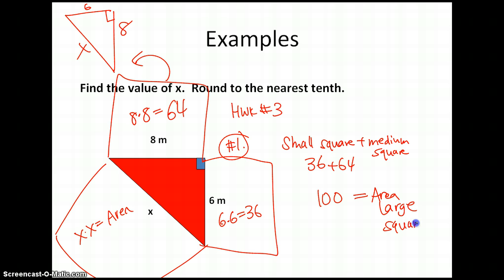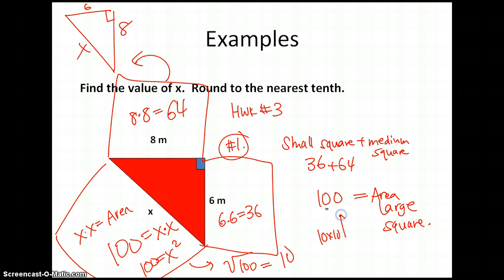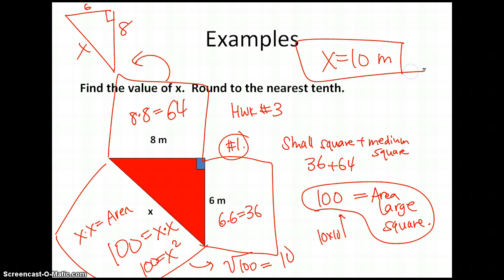Since the area of the large square is 100 and it's represented by x times x, or x squared, I know that I can find the missing piece of the right triangle. The missing piece would be the square root of 100, which is 10. Each side of the large square is 10 by 10, because 10 by 10 makes a 100 square meter area for the large square. So my missing piece is 10. My answer, x is equal to 10 meters for number 1 in your homework. Sorry, I know this is a little messy.